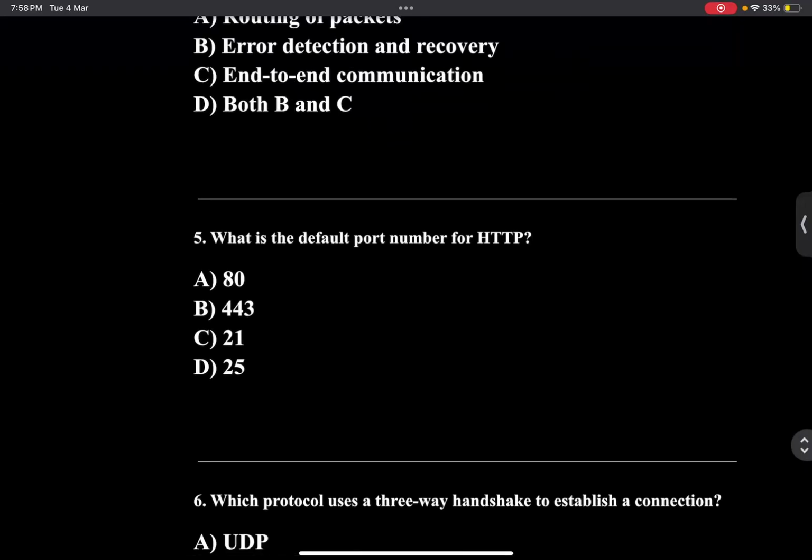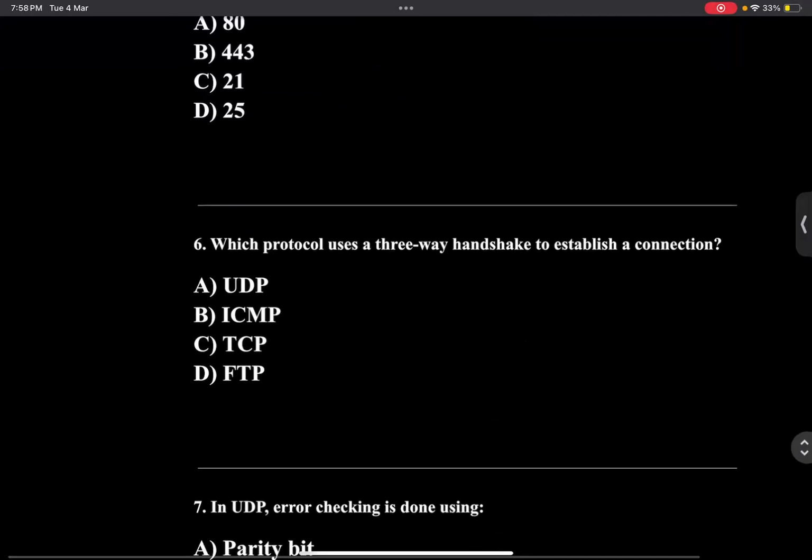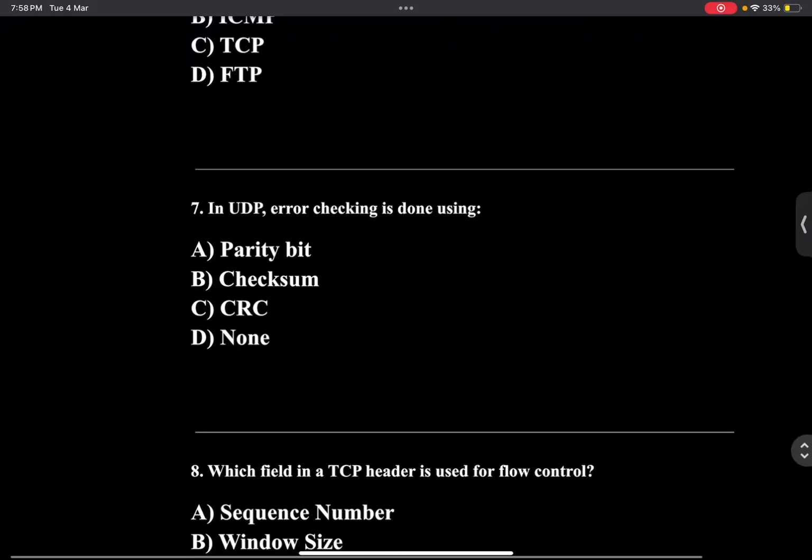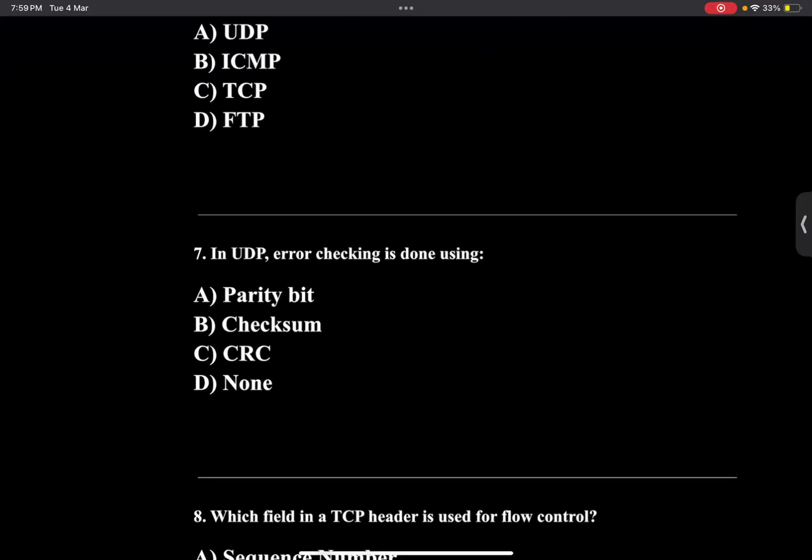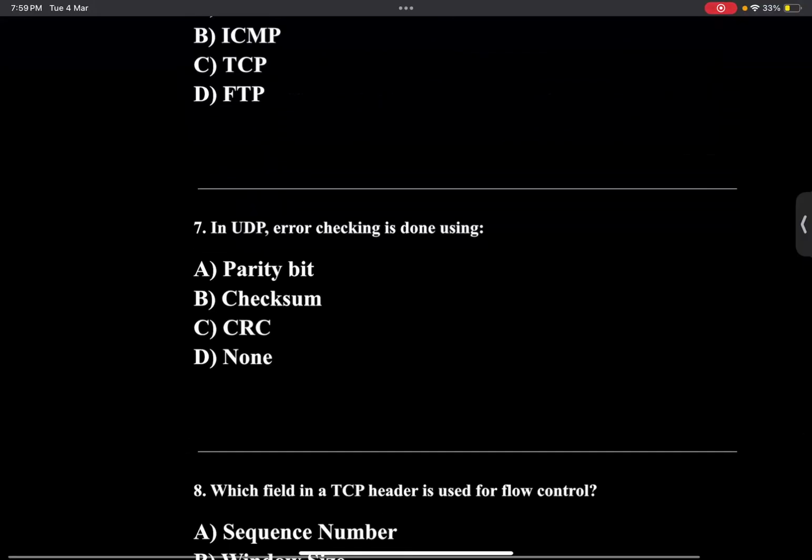What is the default port number of HTTP? This I think we have done before also. Five A, absolutely correct. Which protocol uses a three-way handshake to establish a connection? Let's be somewhat fast. Yes, come on. Absolutely correct, 6C. In UDP, error checking is done using checksum, though we have to do it.